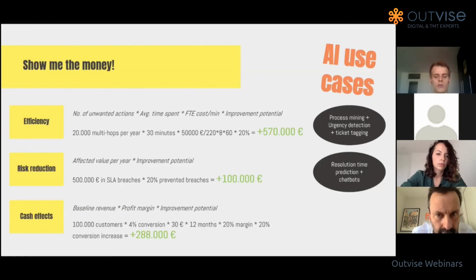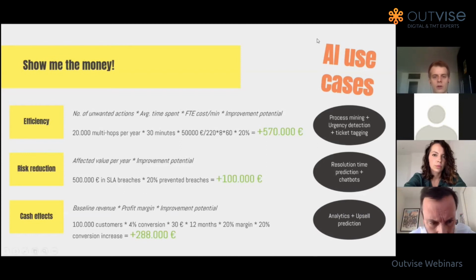For risk reduction, you can predict resolution times and use chatbots to stay within your SLA limits. And to improve the cash effects, you can use your website analytics and upsell predictions to identify the customers that are more likely to convert, and offer them a new contract, a new tariff that you would like them to buy.